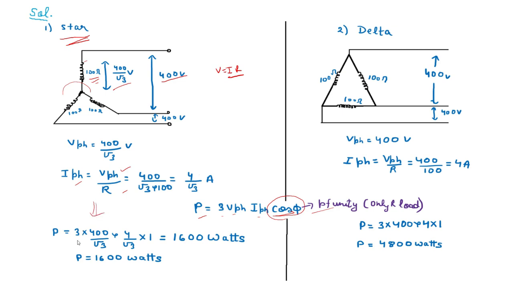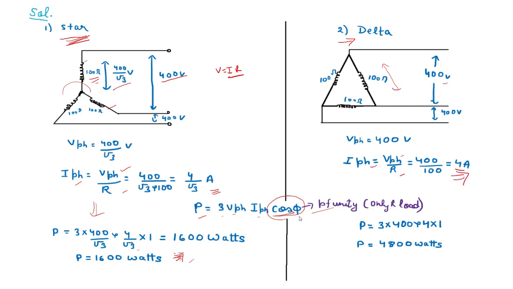So P is equal to 3 into 400 upon root 3 into 4 upon root 3 into 1. So we get power consumed by a star connected system is 1600 watts. And then in delta connected system, line voltage is equal to phase voltage. Therefore, phase current is equal to V phase upon R, which is 4 ampere. You can see that here phase voltage is 4 upon root 3, but here it is 4 ampere.